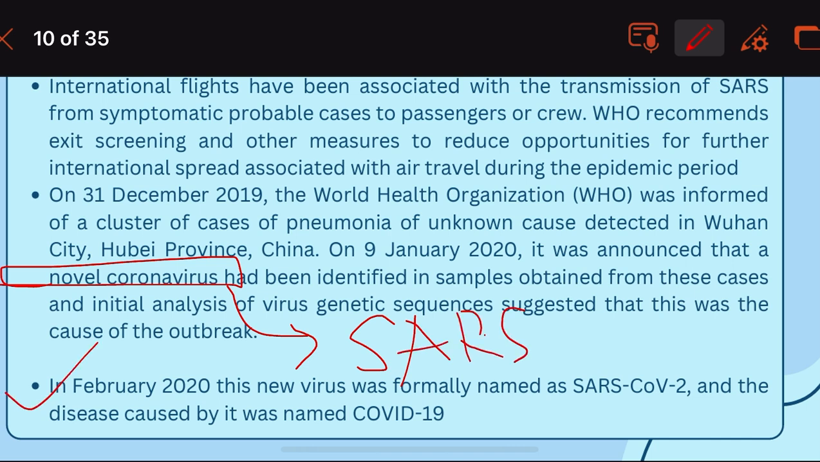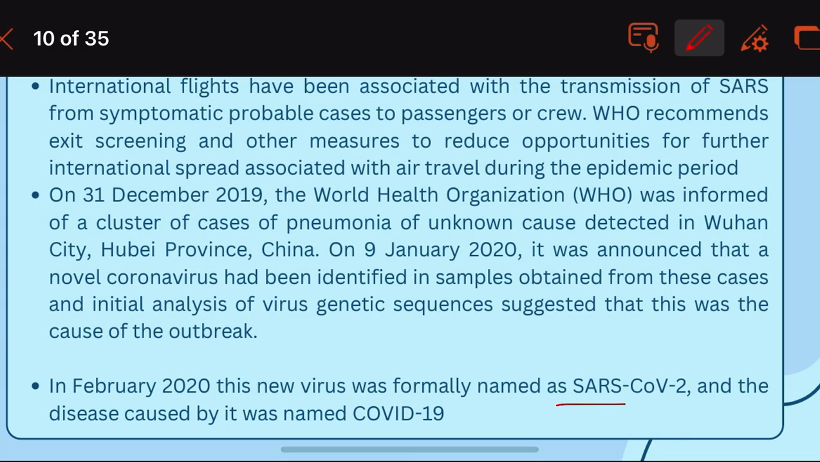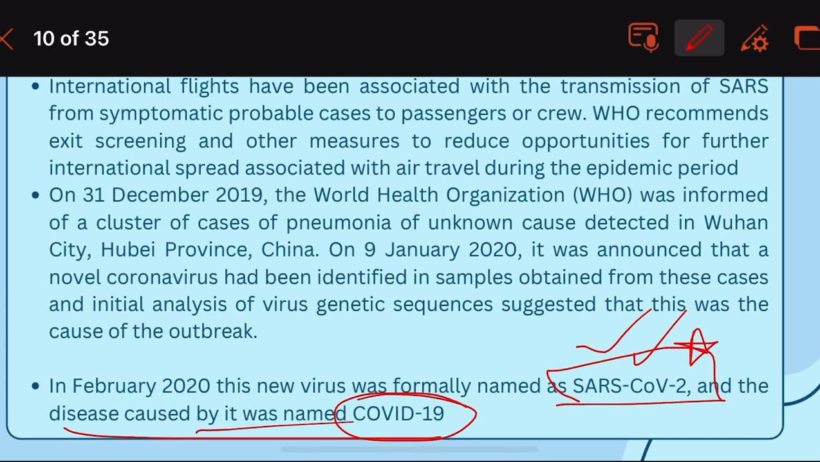In February 2020, this new virus was formally named SARS coronavirus 2. So we see that it was named SARS coronavirus 2, and the disease caused by it was named COVID-19. A very popular pandemic, we all are well aware of it.